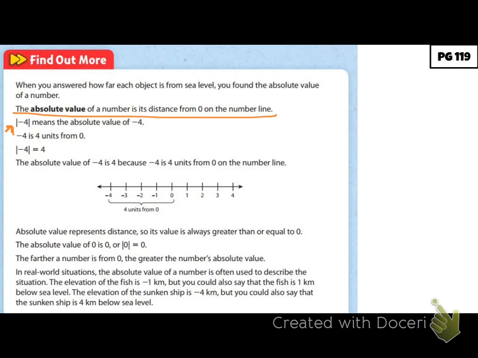So the absolute value represents distance, so its value is always greater than or equal to 0. So the absolute value of 0 is going to be 0. The further a number is from 0, the greater the number's absolute value. In real-world situations, the absolute value of a number is often used to describe the situation. The elevation of the fish is -1 kilometer, but you could also say that the fish is 1 kilometer below sea level. The elevation of the sunken ship is -4 kilometers, but you could also say that the sunken ship is 4 kilometers below sea level.